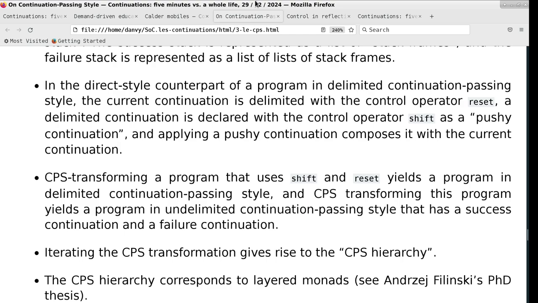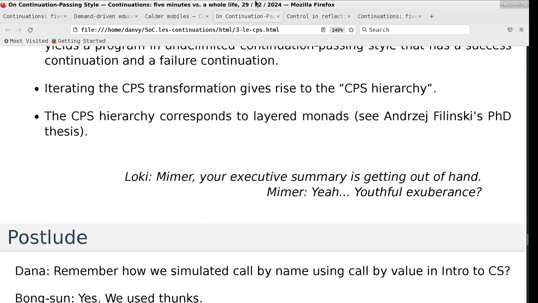If you CPS transform a program that uses shift and reset, that gives you a program in delimited continuation-passing style, and if you CPS transform a program again, it gives you a program in undelimited continuation-passing style that has both a failure continuation and a success continuation. If you iterate the CPS transformation, you get the CPS hierarchy. And the CPS hierarchy corresponds to layered monads, for which you should read Andrzej Filinski's PhD thesis.